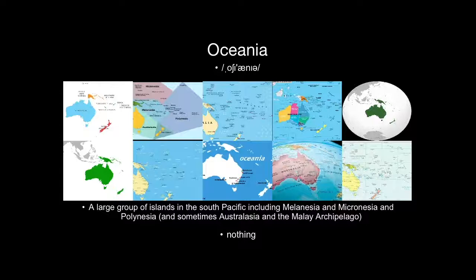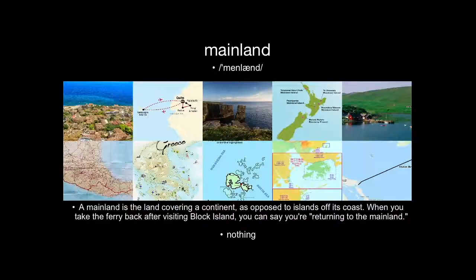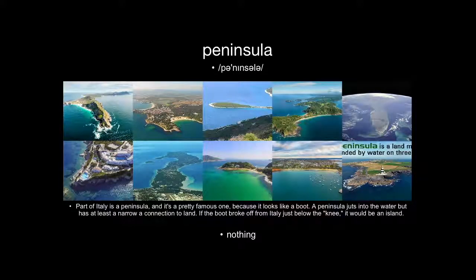Oceania, a large group of islands in the South Pacific including Melanesia and Micronesia and Polynesia, and sometimes Australasia and the Malay Archipelago. Mainland. A mainland is the land covering a continent, as opposed to islands off its coast. When you take the ferry back after visiting Block Island. Peninsula. Part of Italy is a peninsula, and it's a pretty famous one, because it looks like a boot. A peninsula juts into the water but has at least a narrow connection to land.